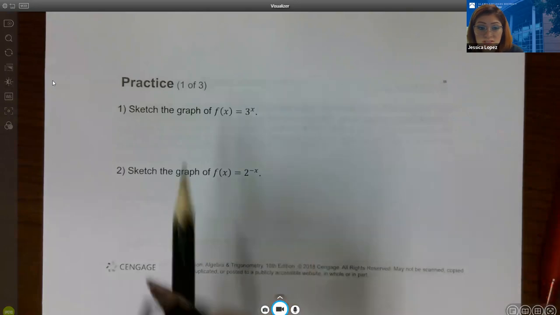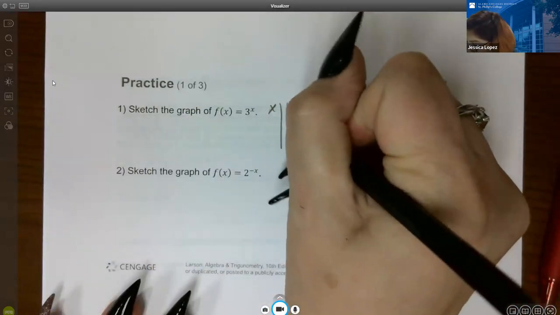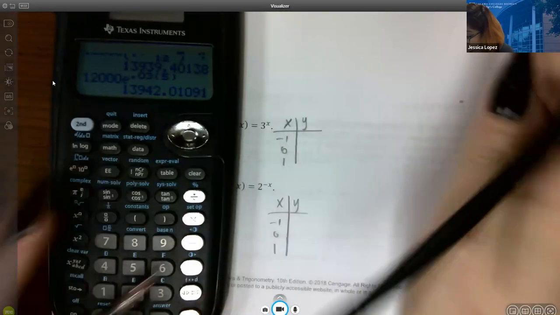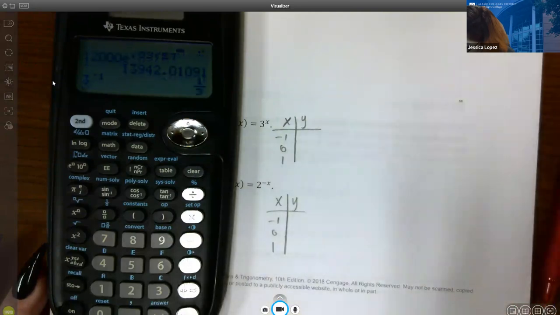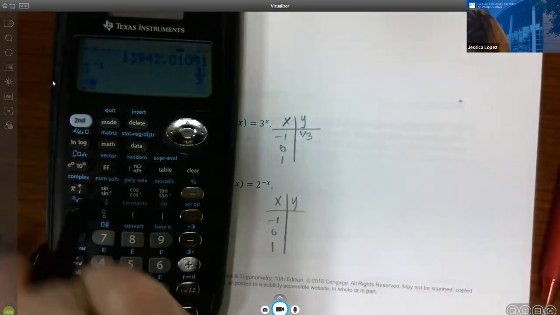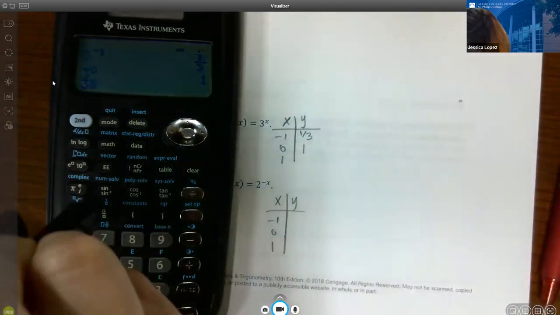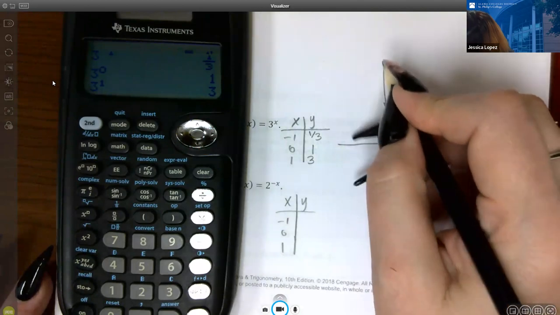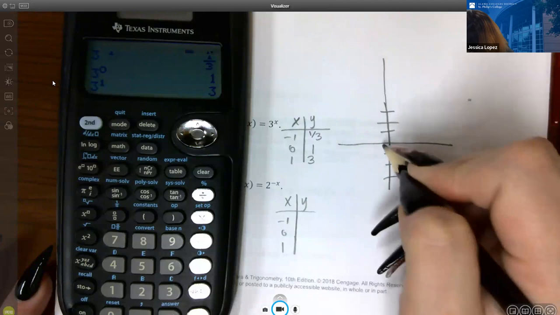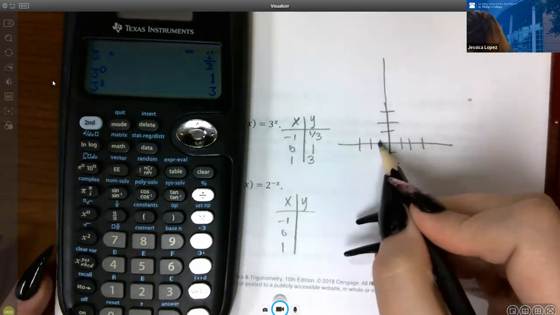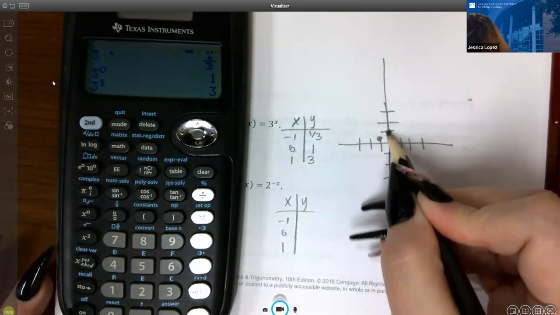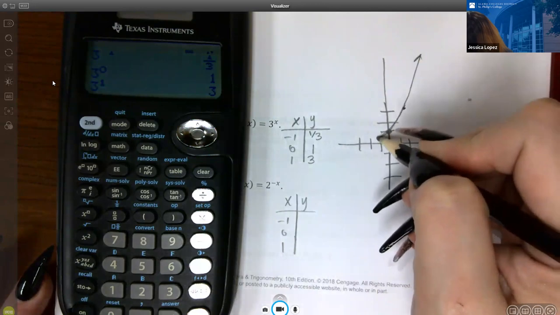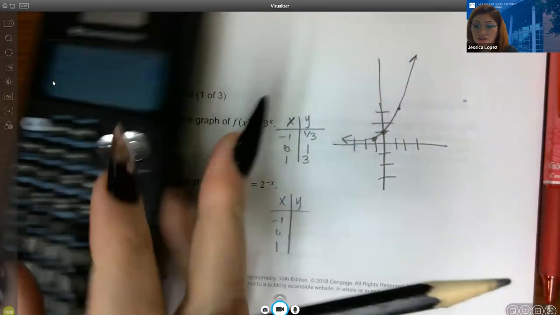Okay, now for our practice problems, it says sketch the graph of this. So again, I like to make my table and I use these 3 values. I always use those 3 values. So let's see, 3 raised to the negative 1 exponent, we get 1/3. 3 raised to the 0 exponent, I get 1. 3 raised to the 1 exponent, I get 3. And so if I draw that, negative 1 and 1/3 is about here, 0 and 1, and then 1 and 3. And so you can see it's going in this direction. Okay, and that's pretty much the sketch of that graph.